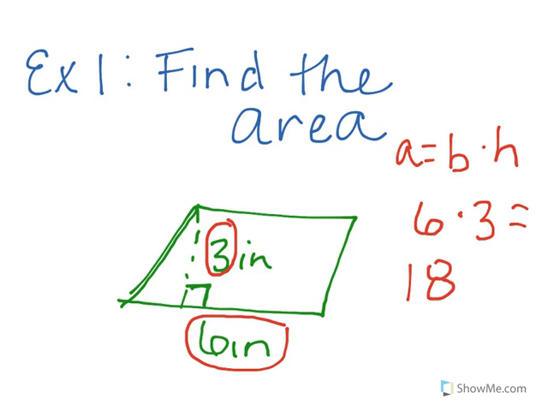Then I have to add in my units. It looks like we're dealing with inches here, and we always have area squared. So it's always inches squared, because it's inches times inches. And again, in order to find the area of a parallelogram, we have to multiply the base times the height.